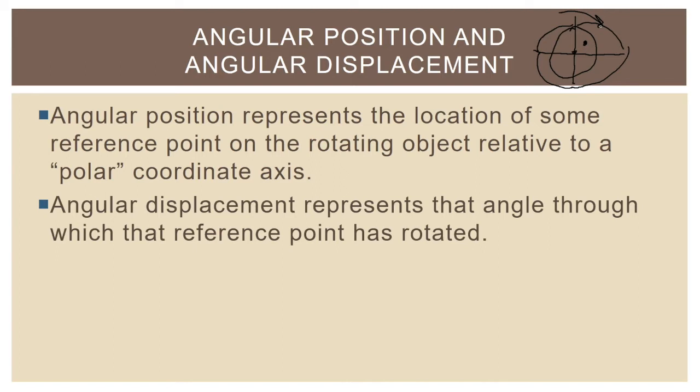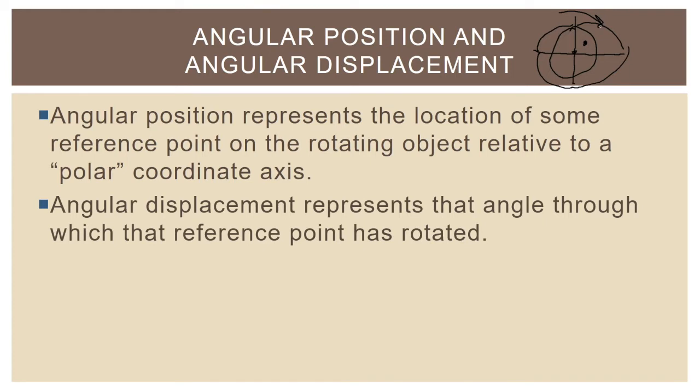Position is where an object is. In a linear coordinate system, displacement is the change in position. Angular position represents the location on an angular or polar coordinate axis. And angular displacement is the change in angular position. That's all. It's the angle through which the thing has rotated.